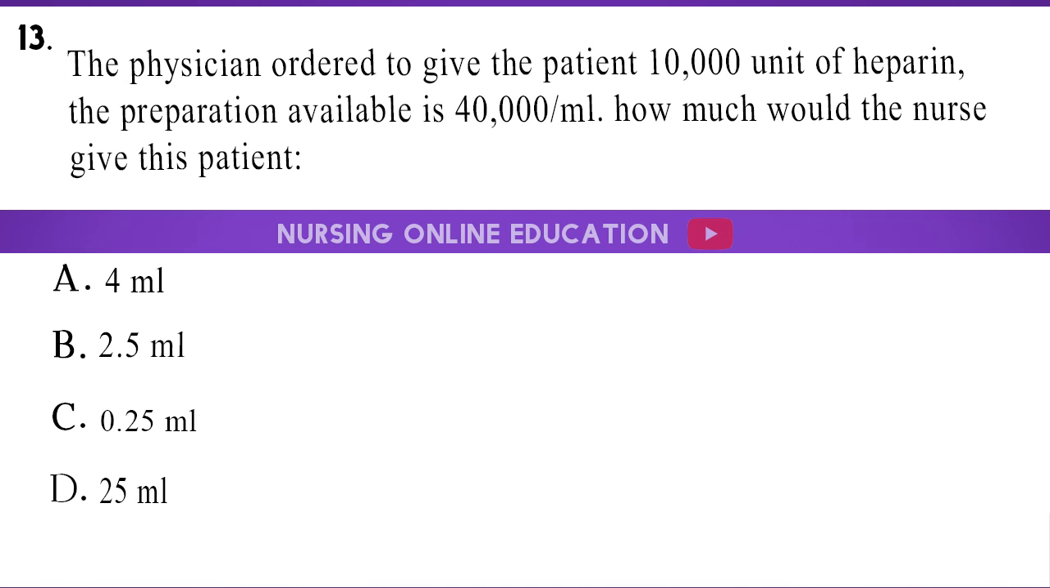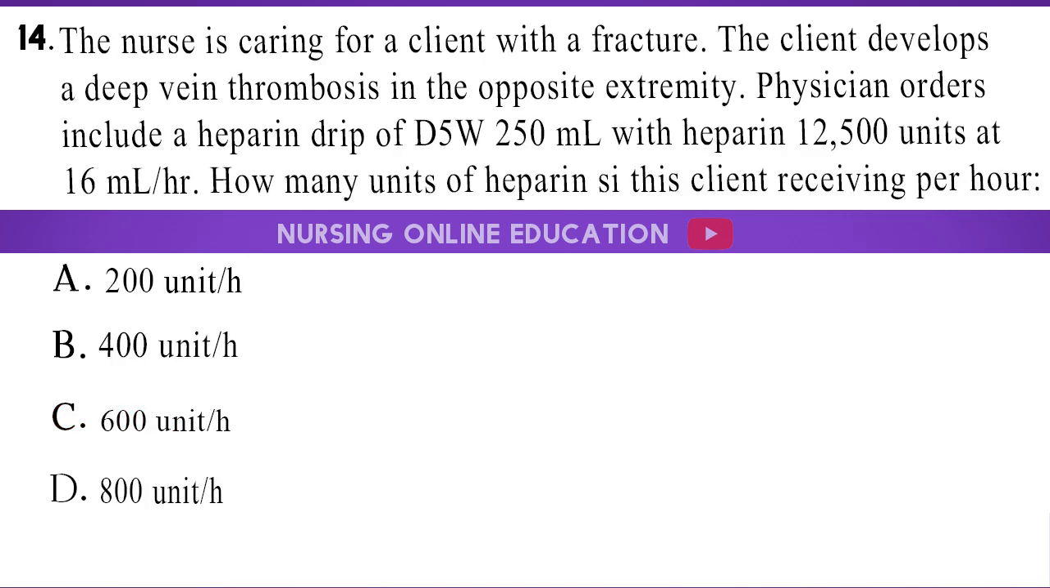A. 4 milliliters, B. 2.5 milliliters, C. 0.25 milliliters, D. 25 milliliters. The answer is option C, 0.25 milliliters. 14. The nurse is caring for a client with a fracture. The client develops a deep vein thrombosis in the opposite extremity.